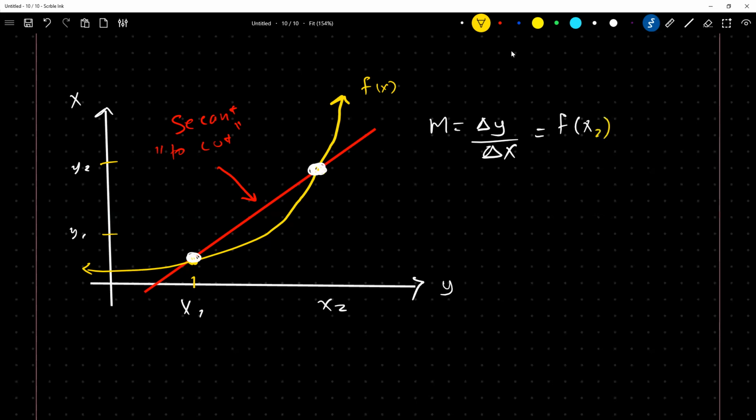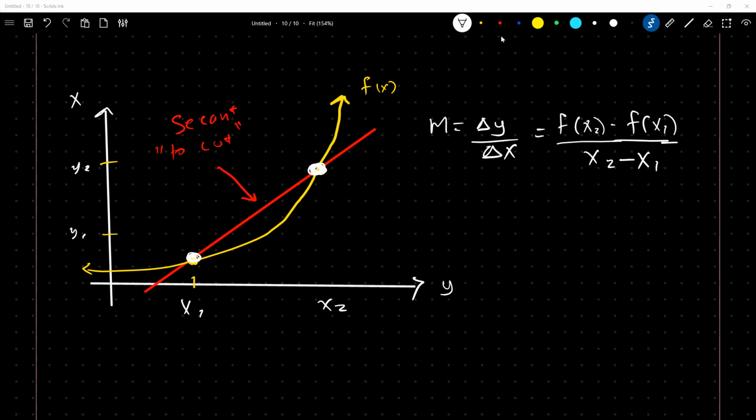So if I take f of x2 minus f of x1, divided by x2 minus x1, then here I'm going to get the average rate of change of the function on this interval. So it cannot give me the instant rate of change because the rate of change is not constant. But I can get the average rate of change.